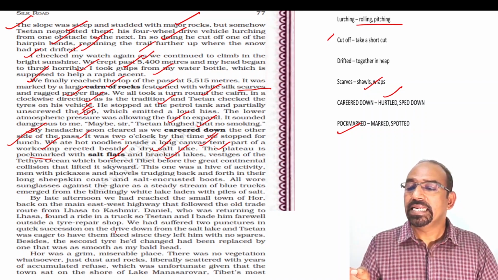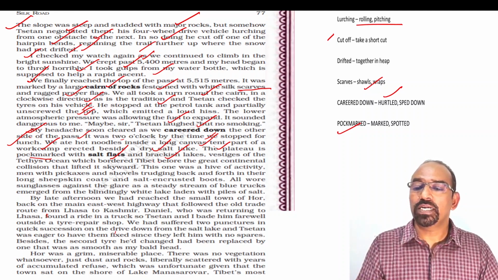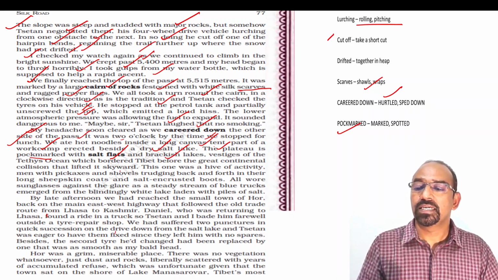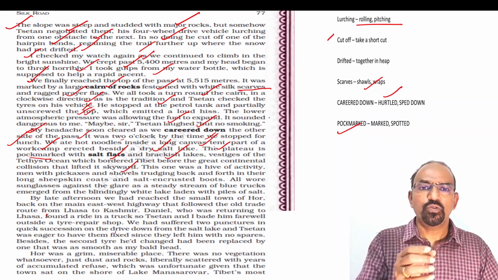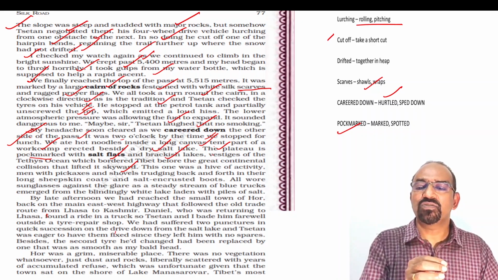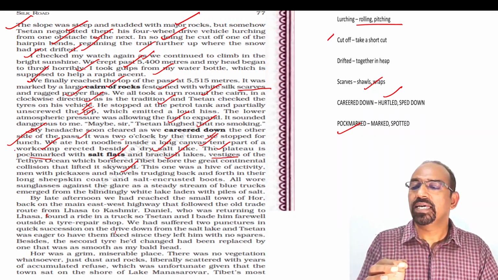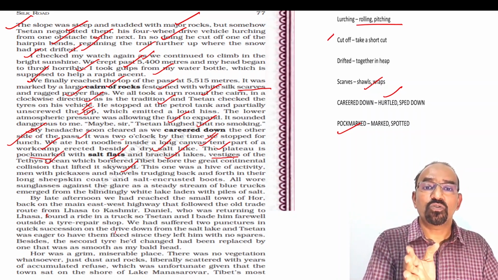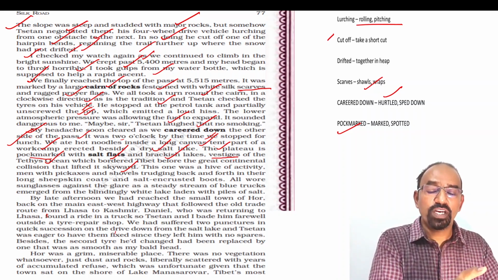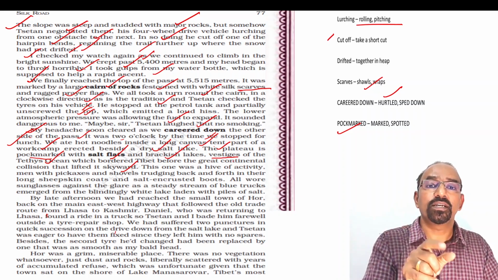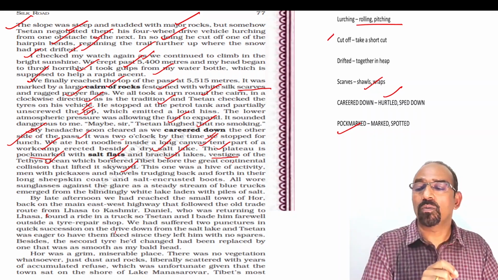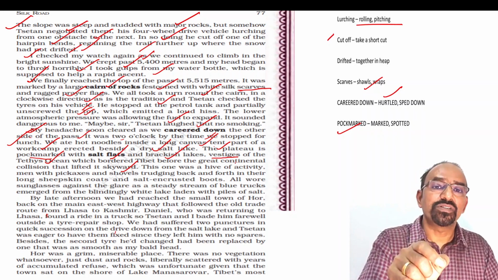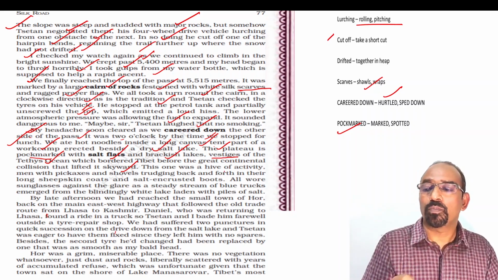Vestiges of the Tethys Ocean, which bordered Tibet before the great continental collision that lifted it skyward. You can also see the remains of the Tethys Ocean, which was there once, bordering Tibet before the continental shift happened millions of years ago. The vestiges of the Tethys Ocean could be sensed from this hilltop.